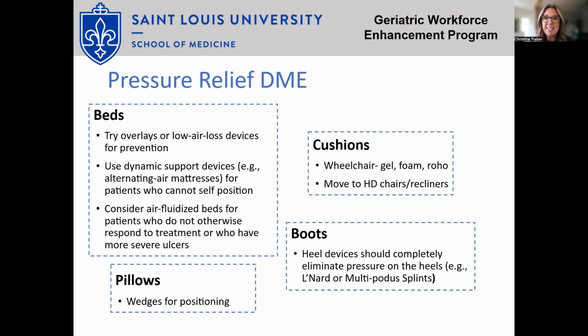So pressure relief comes in many forms, mostly in DME. We know that there are lots of different kinds of beds that tout themselves as being pressure relief. The mainstay of a really good pressure relief mattress would be the alternating air pressure mattress, which most places have. If needed, they will rent or buy mattresses. The facility will be used in those circumstances.